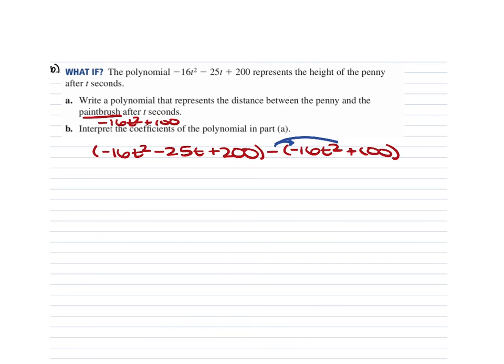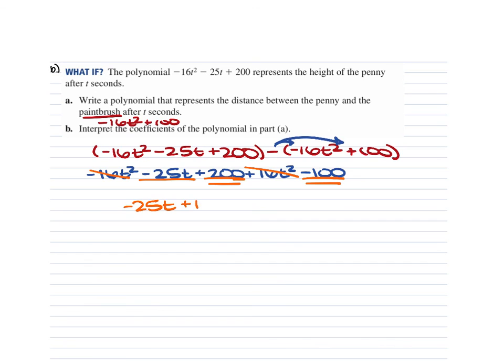So distribute the negative. We have negative 16t squared minus 25t plus 200 plus 16t squared minus 100. Again, we have opposites when it comes to this t squared, so they cancel out. That negative 25t gets dropped down, and then that 200 minus 100 is a positive 100. So it's just negative 25t plus 100.